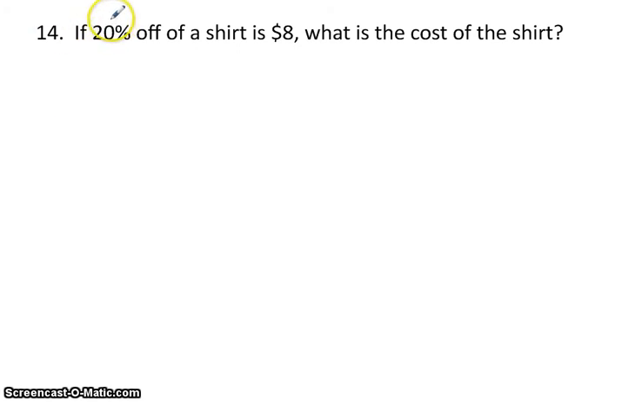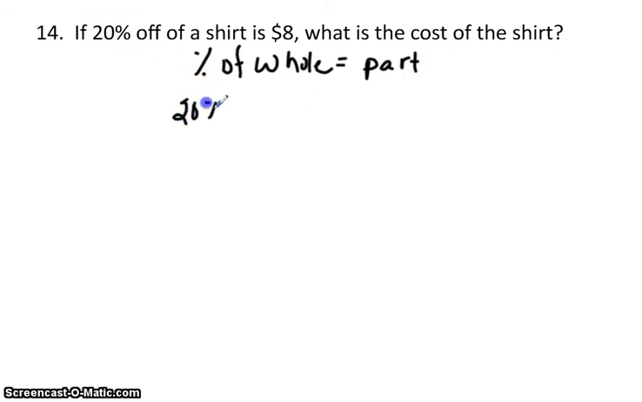In this problem, it says if 20% off a shirt is $8, what is the cost of the shirt? This is a percent problem because we do have a percent. So recall that percent of the whole equals the part. Now you have to determine what you have. It says we have 20%, so that goes under percent. Of, do I know what the whole shirt cost? It says no. What is the cost of the shirt? So that's what's missing. Equals the discount off, which is $8.